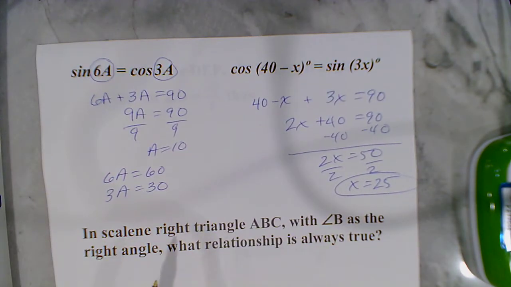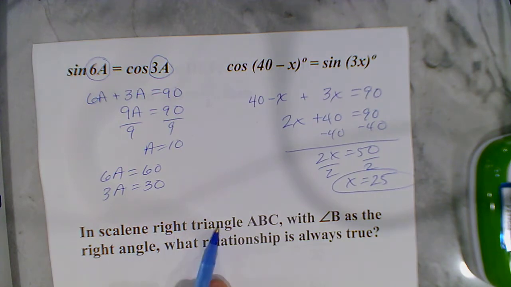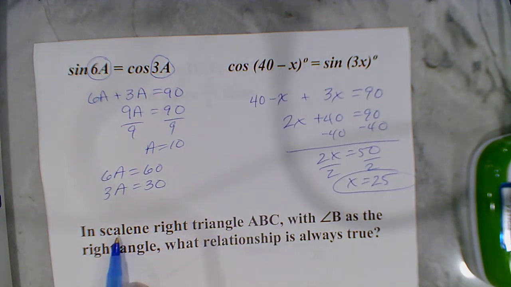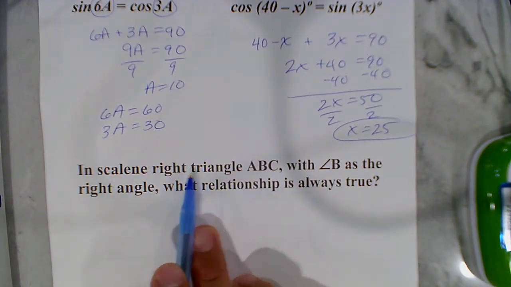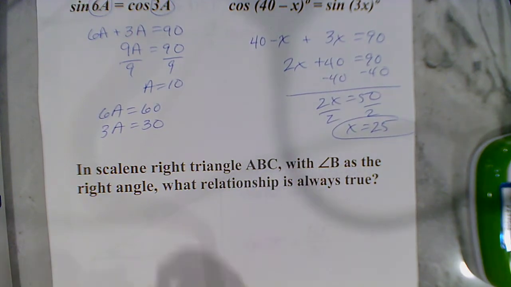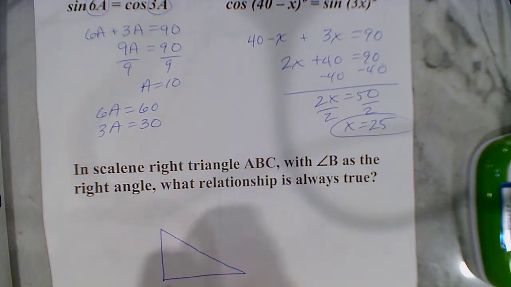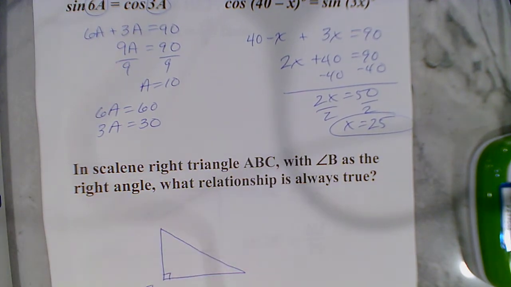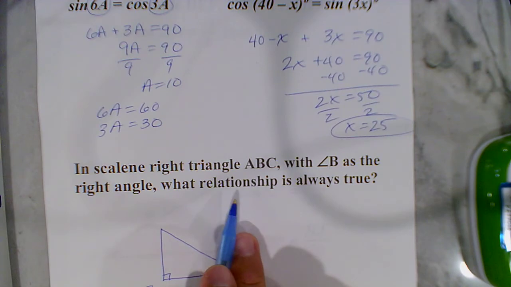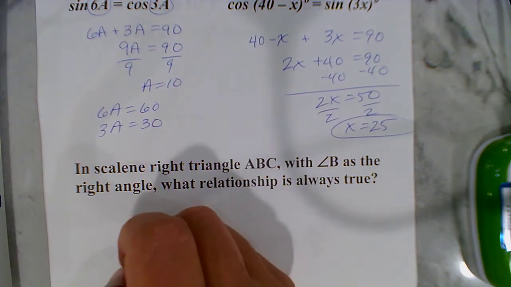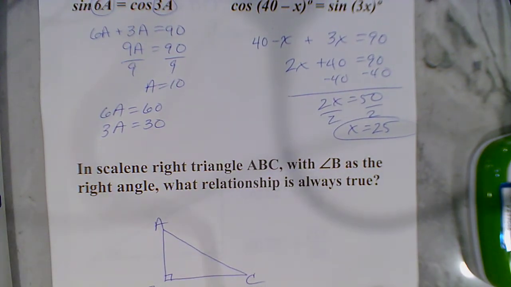All right, harder. In a scalene right triangle, so you know all three sides are different, which makes all three angles different. Right triangle ABC with angle B as your right angle. So I'm just going to draw a right triangle. They said B is my right angle, so I'll put B there with my right angle symbol. What relationship is always true? Well, I'll put A and C in the other two spots, it doesn't matter which.